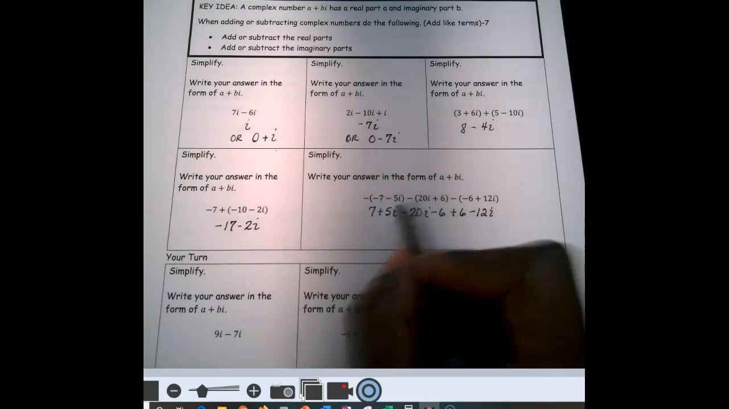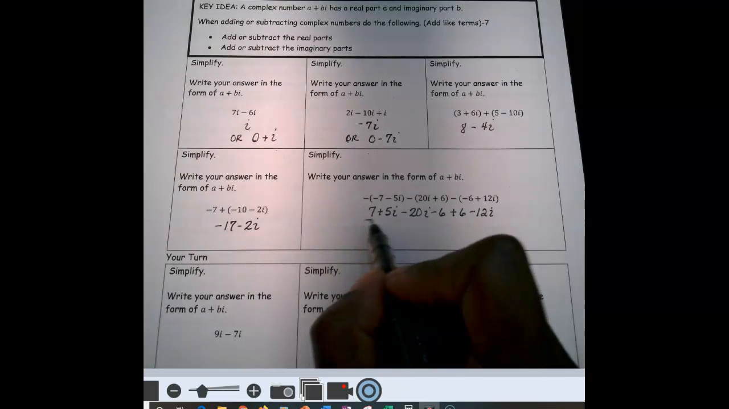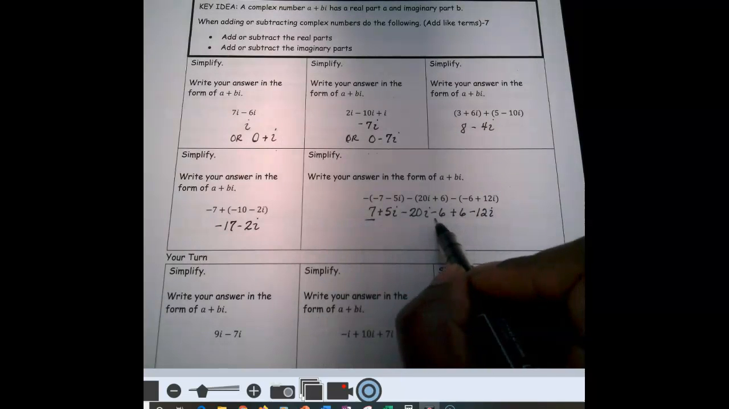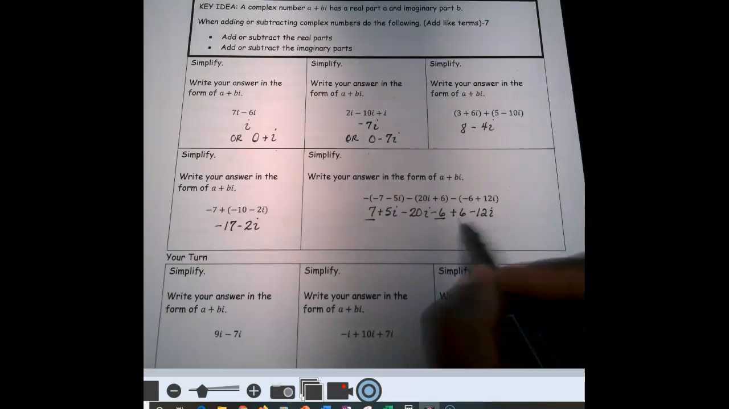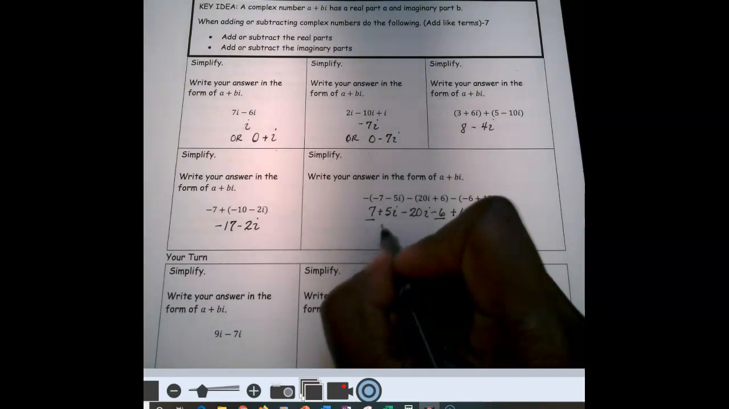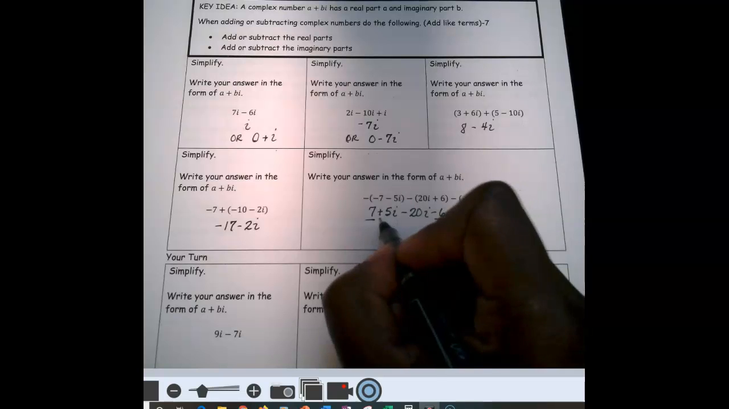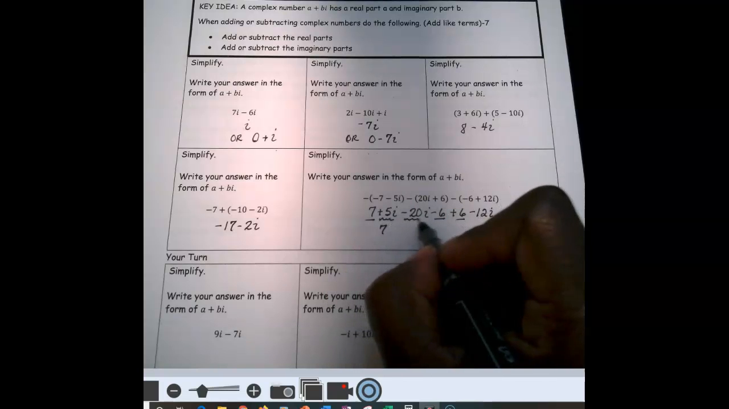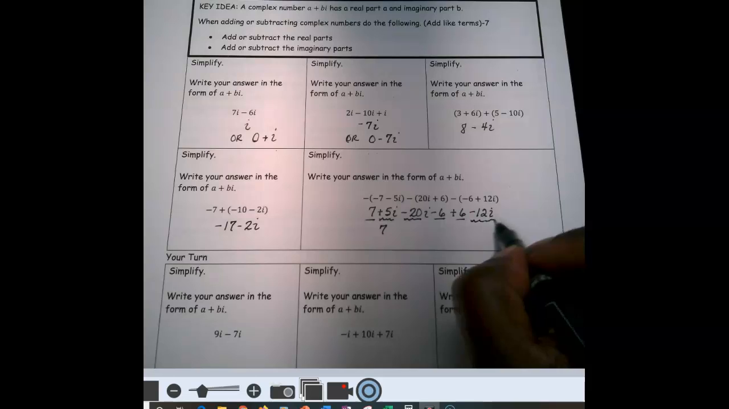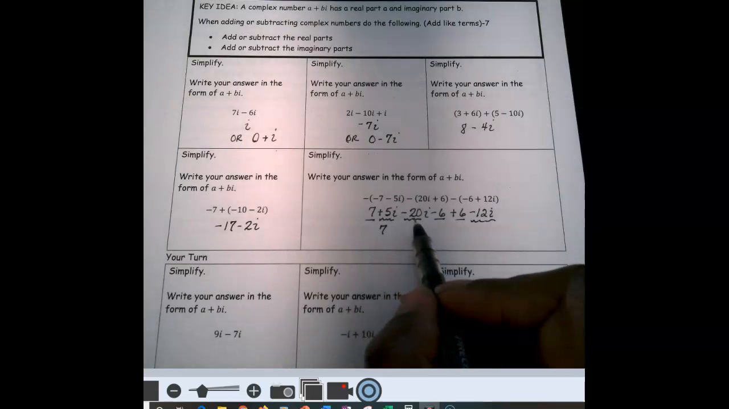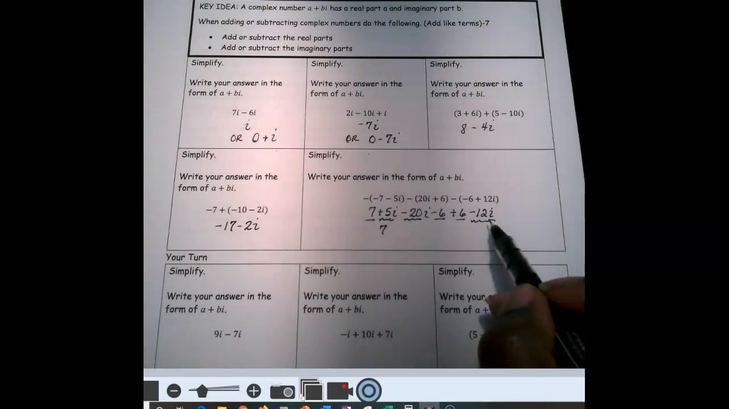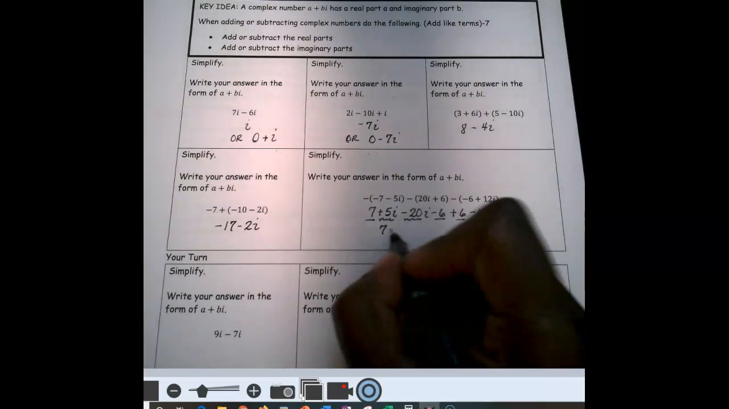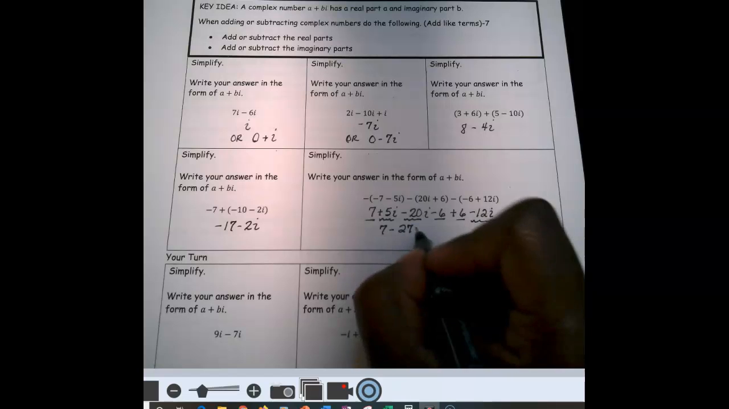So let's go ahead and deal with the real part first. So 7 minus 6 is 1, plus 6 is 7, right? And then we're going to deal with our imaginary terms. So 5i minus 20i is negative 15i, minus 12i is negative 27i.